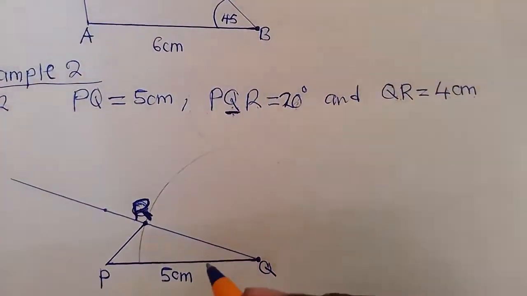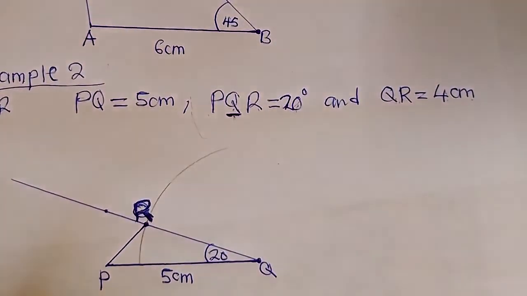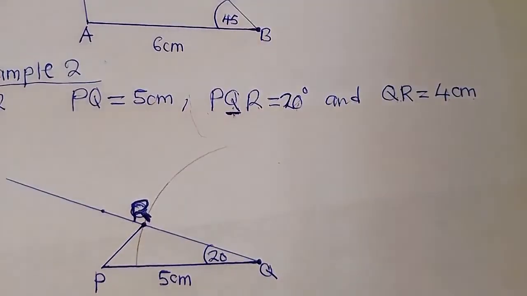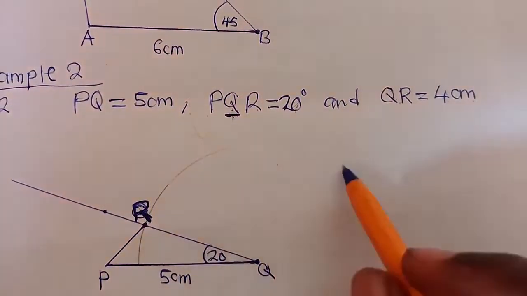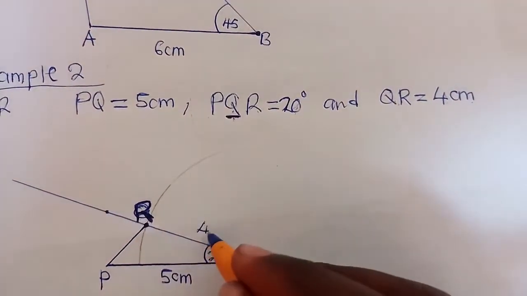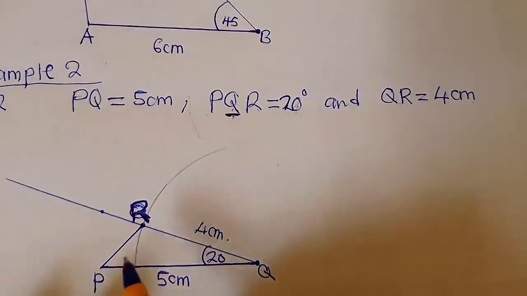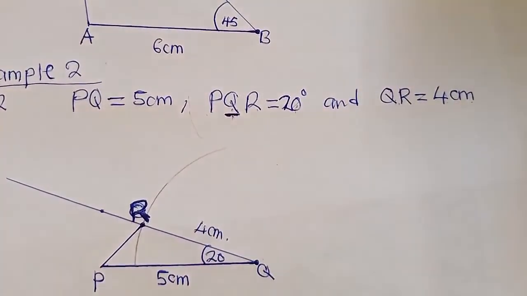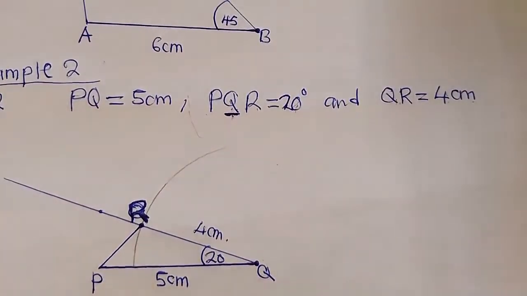So this is a triangle. Here I know that there is 20 degrees. We've measured that. So this is what you are supposed to do. You can measure this and you discover that QR should be 4 centimeters. So you can prove this on your own. These are just arcs that are helping us draw the triangle which we want to find.